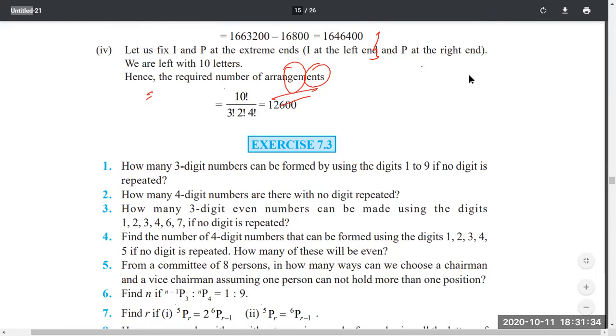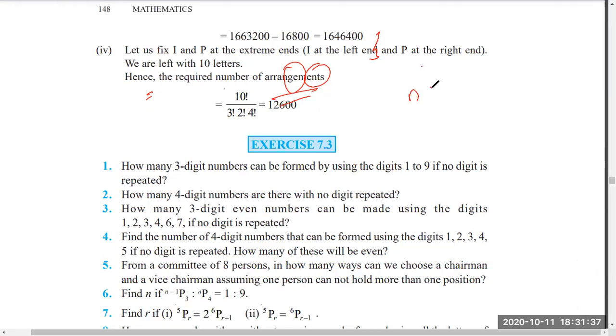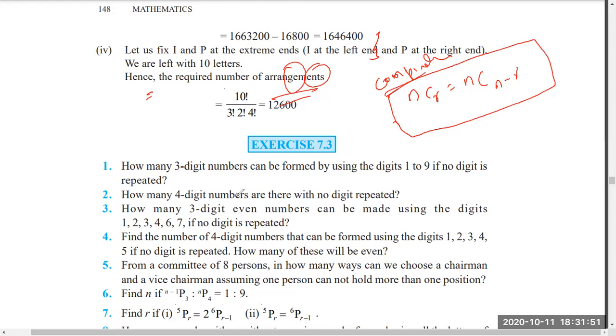And one thing I told you, like in the binomial theorem itself, nCr is equal to nC(n minus r). This is only valid for combinations, not for permutations. Okay. How many 3-digit numbers can be formed by using the digits 1 to 9 if no digit is repeated? 9 factorial by 6 factorial. So just 9 into 8 into 7, that will be your answer.